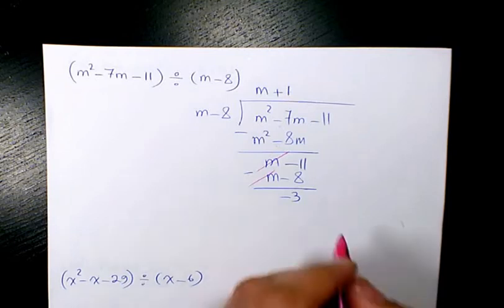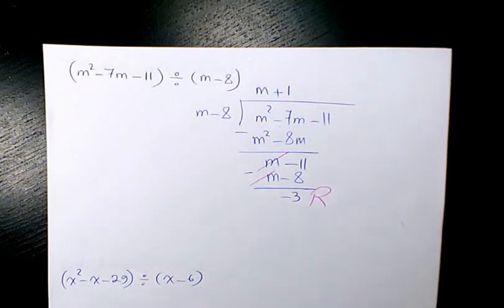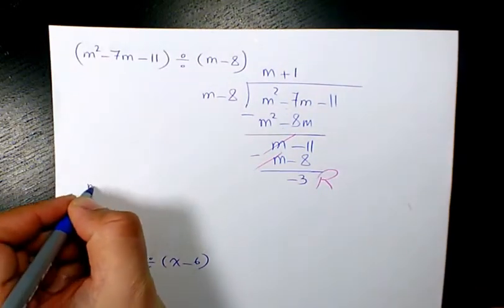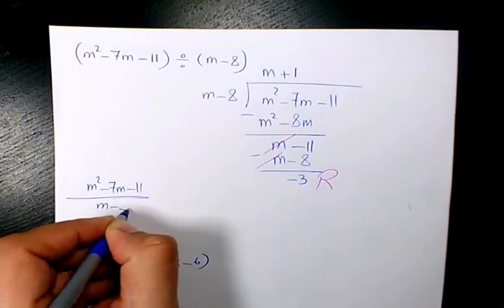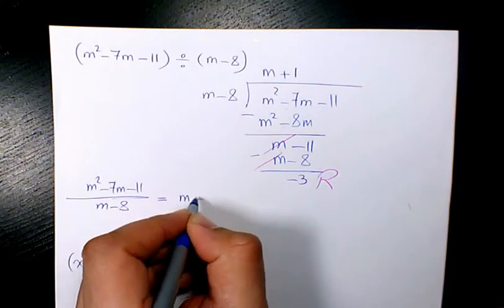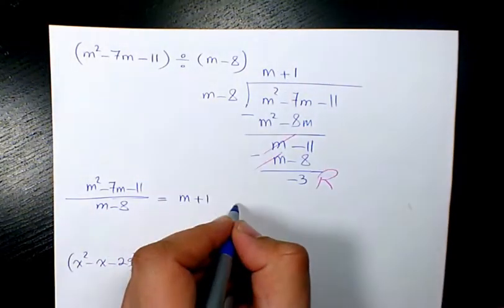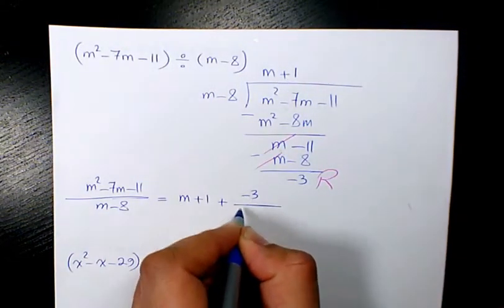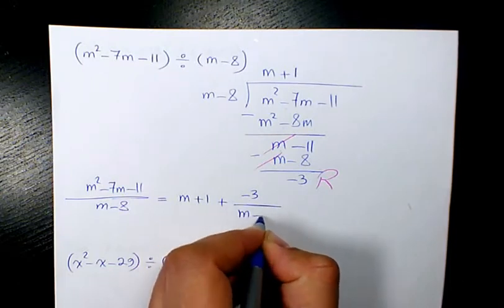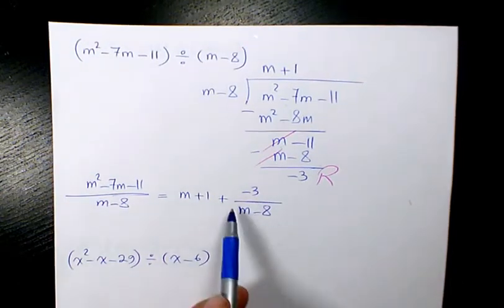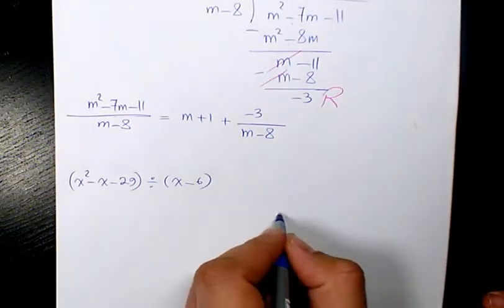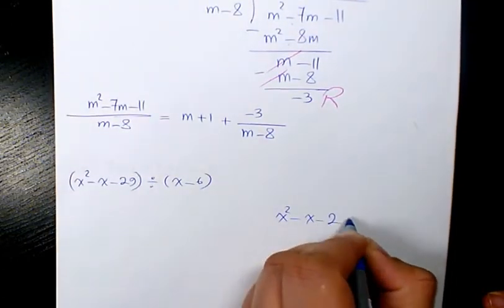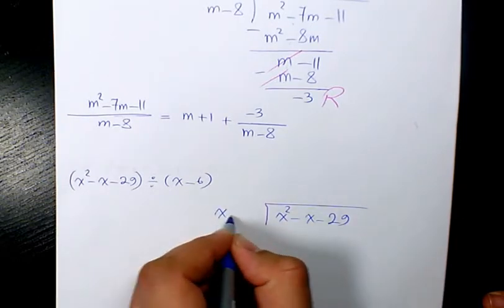So the remainder is negative 3. So you can say that m squared minus 7m minus 11 divided by m minus 8 equals m plus 1, which is the quotient here, plus negative 3 divided by m minus 8, or you can say negative 3 over m minus 8. Next one. We have x squared minus x minus 29 divided by x minus 6.